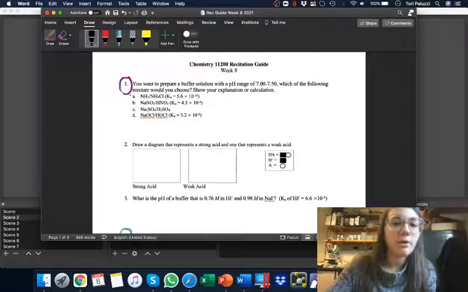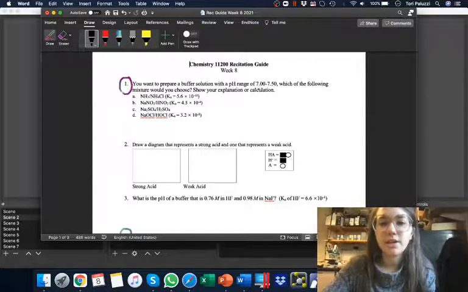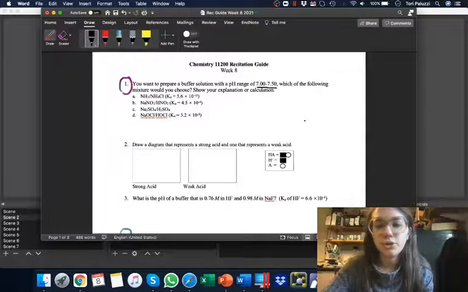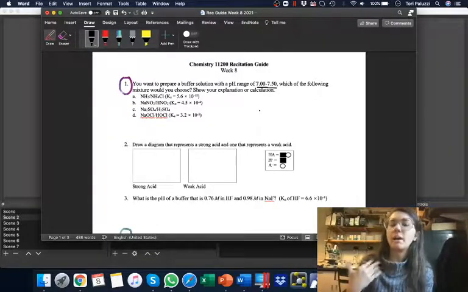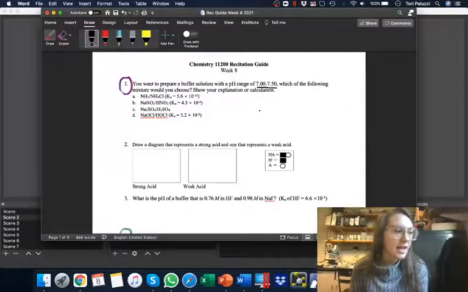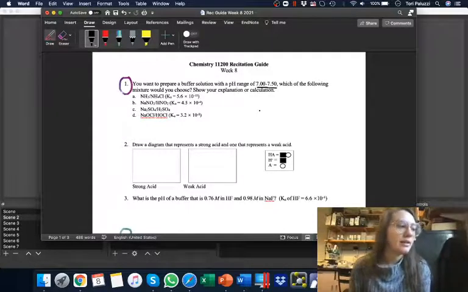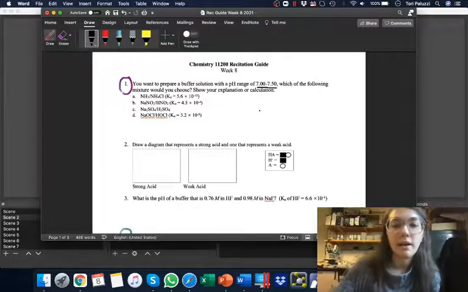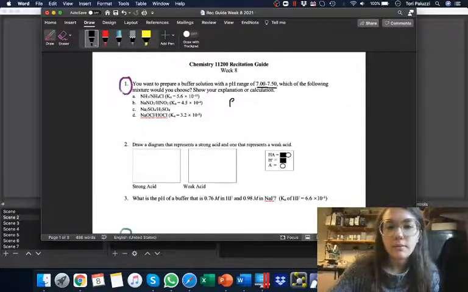Okay, so for number 1, you want to prepare a buffer solution with a pH range of 7 to 7.5. Which of the following mixtures would you choose? We now have to think. I'm looking at these equations and I'm like, okay, pH to Ka. How am I going to relate these? Well, I know pH equals pKa plus the log of the conjugate base over the conjugate acid.